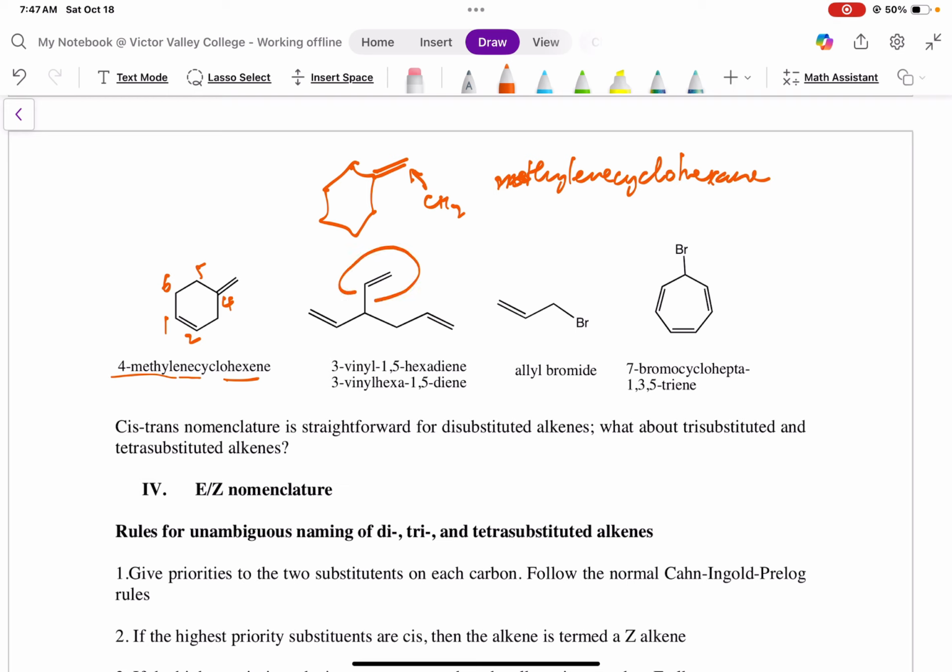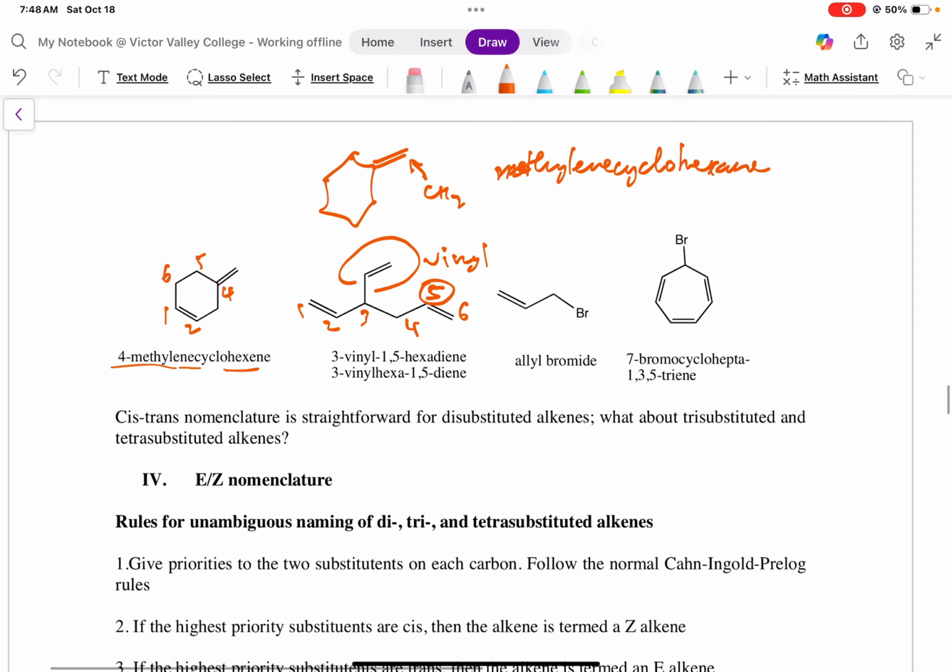That's vinyl. So we got 1, 3, 4, 5, 6. That's why it's a 3-vinyl-1,5-hexadiene. Diene means 2 double bonds. Here, obviously, you can do 1, 2, 3. You can do 3-bromo. 1. Actually, it doesn't have to be 1. It's just propene. But there's no other way around it.